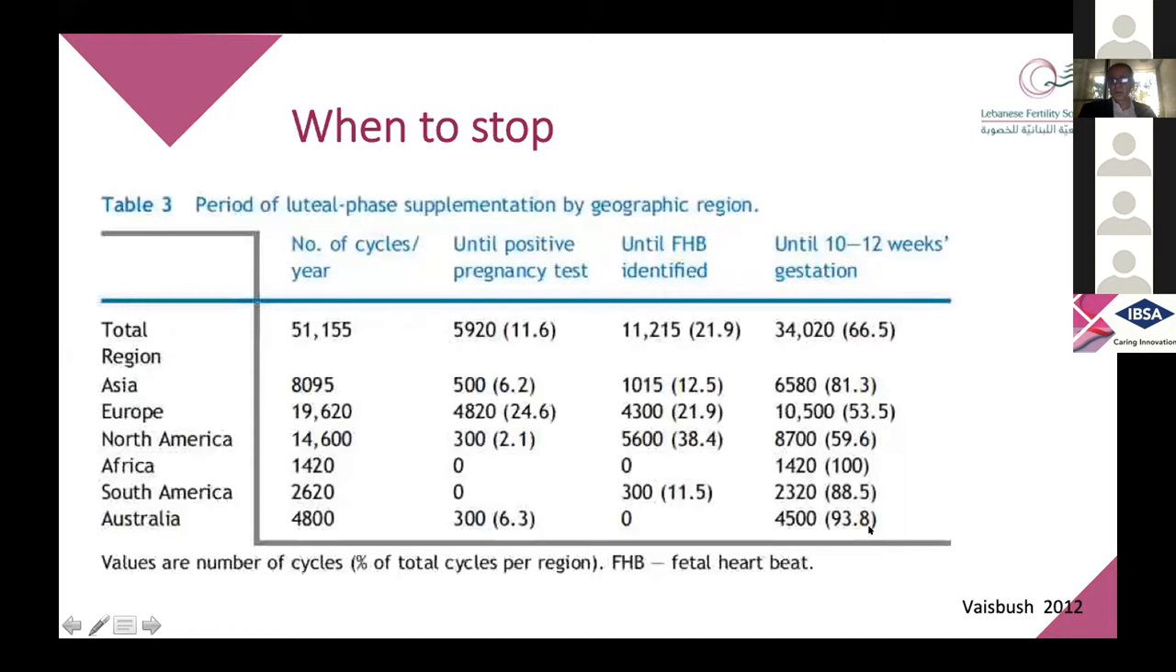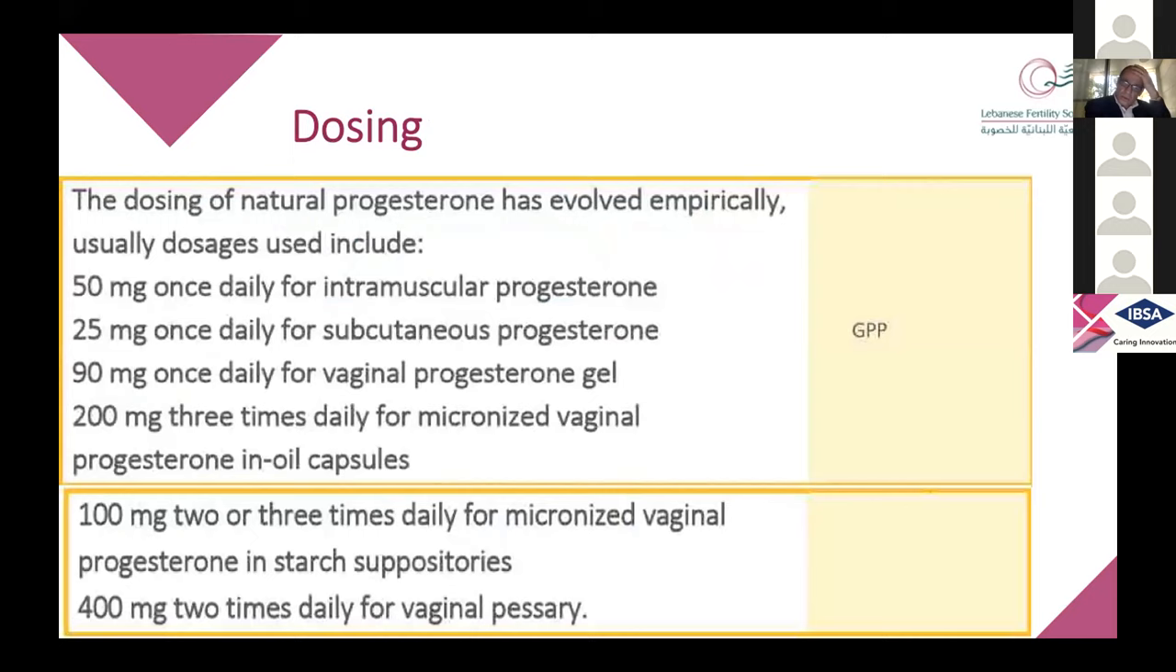This is in 2012. The dosing, this is interesting. What dose? If you use intramuscular progesterone, you use 50 milligrams. If you use subcutaneous, you use 25. Vaginal progesterone gel, 90 milligrams. If you use the micronized, 200 milligrams 3 times a day. And if you use micronized vaginal progesterone as a suppository, 200 milligrams, and 400 milligrams for the pessary twice. These are the doses.